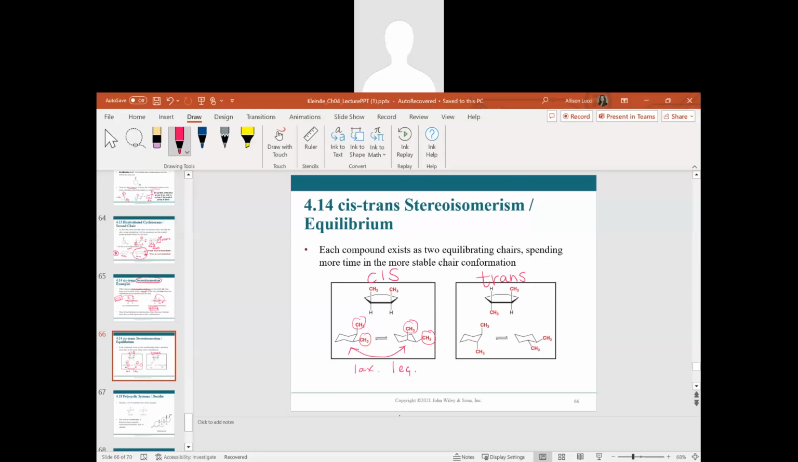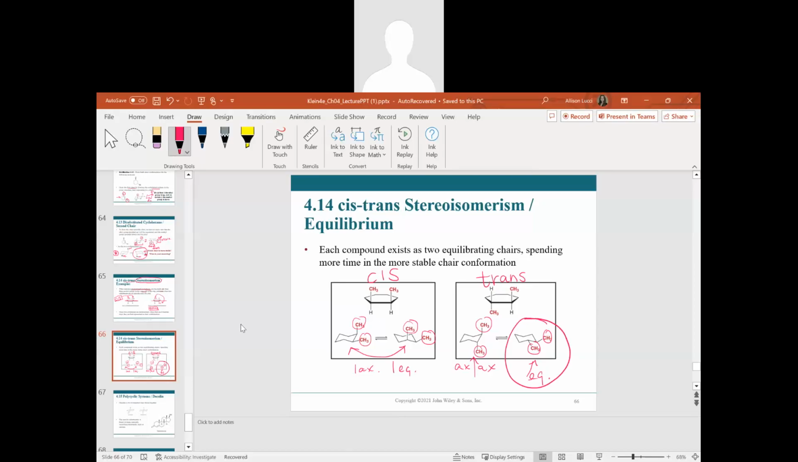The trans isomer can exist with both groups in axial positions. So we have axial here for this one, and then over here, we have both equatorial positions. Since the trans isomer can exist with both of these substituent groups in an equatorial position, overall, the trans isomer would be the more stable of these two possible conformations.